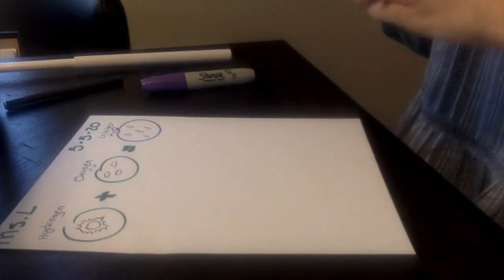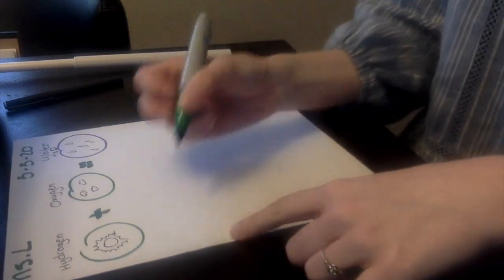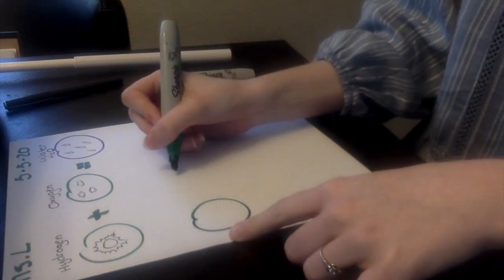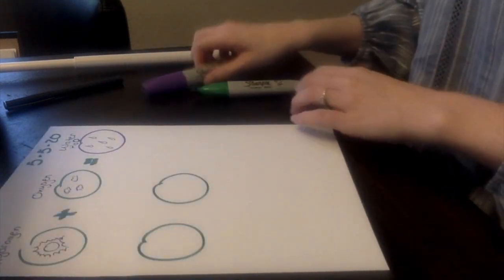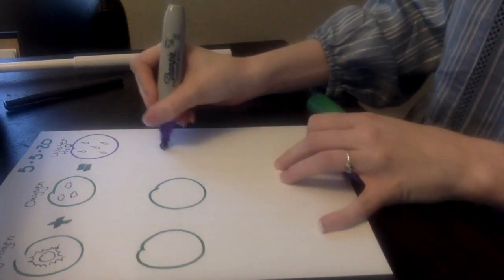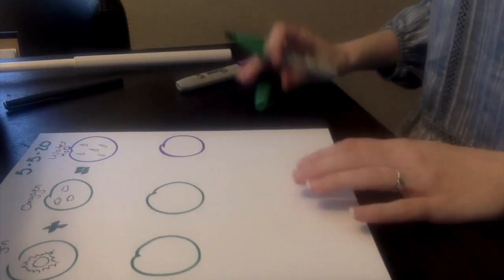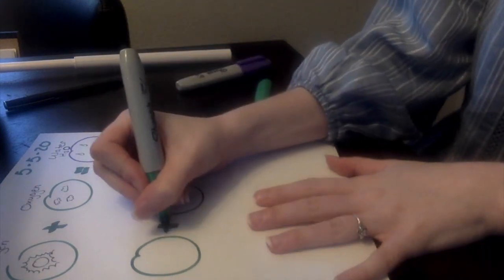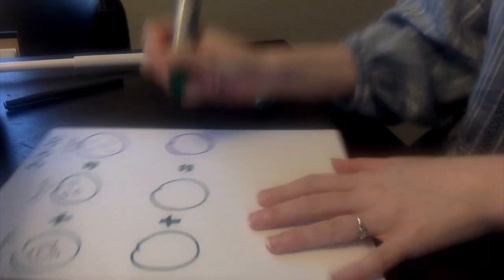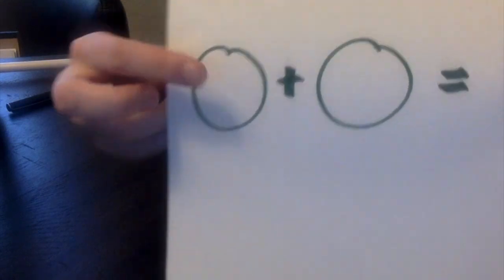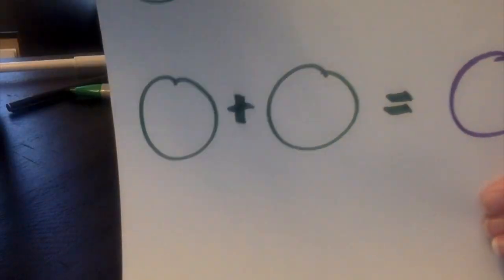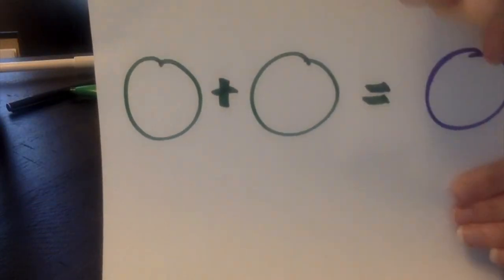Now I'm going to make some more bubbles, and we'll talk about the next one. I'm going to start with 1, 2, and 3 bubbles. And then I'm going to make my math equation. Plus equals. So one more time, I've got a green bubble plus a green bubble equals a purple bubble.